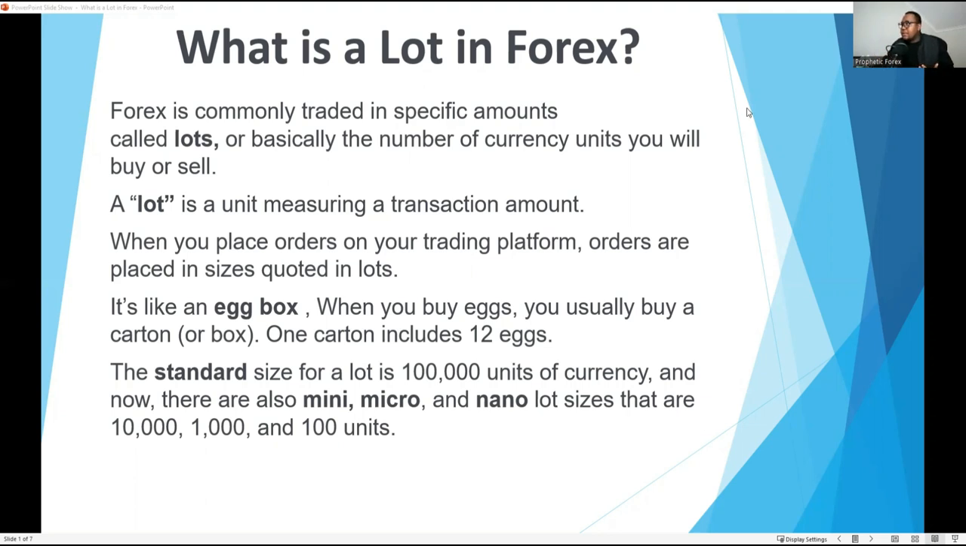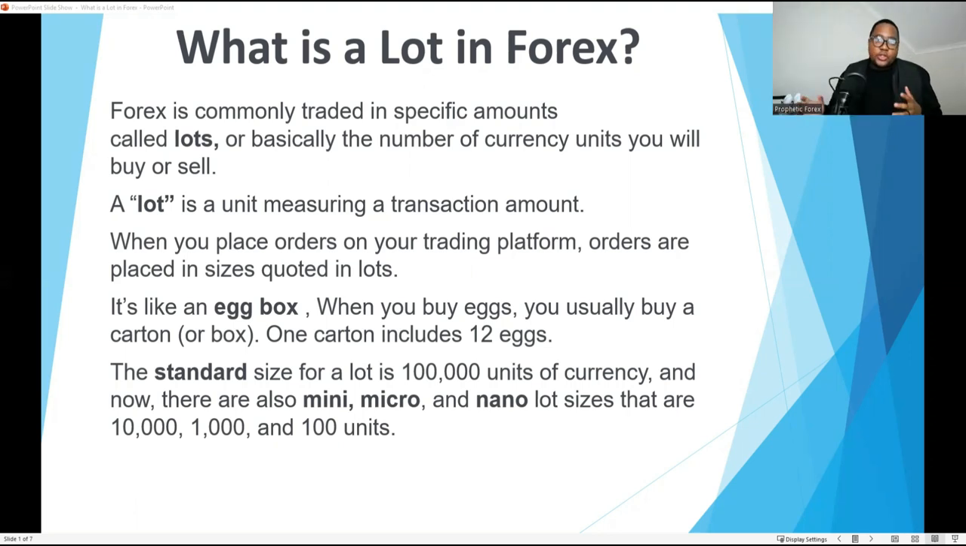Let me just make this image a bit bigger, guys, so you can see me nicely. The very same concept that we have in trading is that we have a standard lot, which stands for 100 units. That's the one where you have 1.00. That's a standard lot.